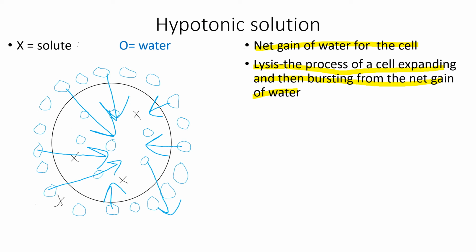So for hypotonic solutions, if you place a cell in a hypotonic solution, you're going to get a net gain of water. As that cell starts gaining more and more water, it's going to expand. It could eventually get to the point of not being able to withstand the pressure of the water within it, and it can rupture and burst. We call that process lysis.